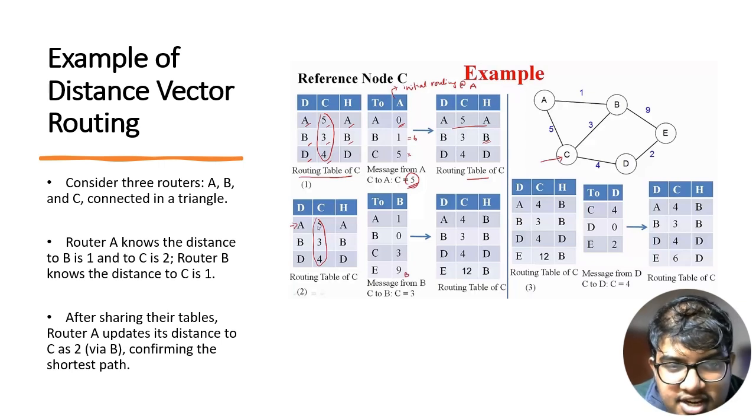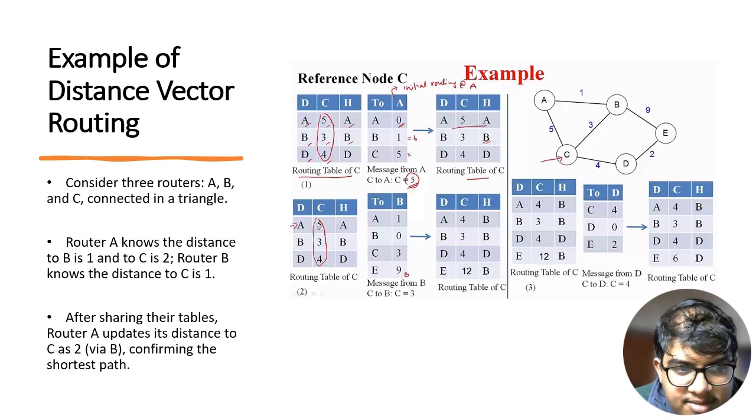Considering three routers A, B, C connected in a triangle, this is a simple explanation. Router A knows the distance to B is 1 and the distance to C is 2. Router B knows that the distance to C is 1.